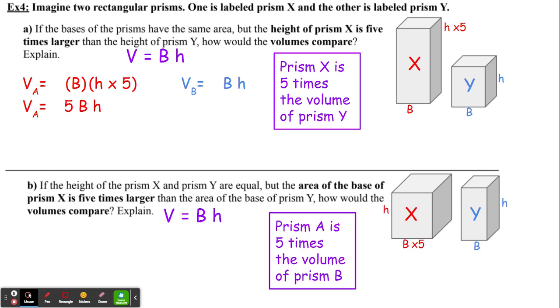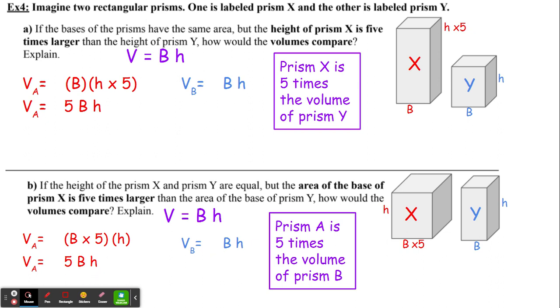Okay, now you unpaused it, you're back with us. For A, we made the area of the base be B times 5, and then times the height. So that's 5 area of the base times the height. And for the volume of prism B, it's area of the base times the height. So we can substitute area of the base times the height with the volume of prism B. So right here, the volume of prism B times 5 is equal to the volume of prism A. So the volume of prism A is 5 times larger than that of the volume of prism B, because prism B is just area of the base times the height.